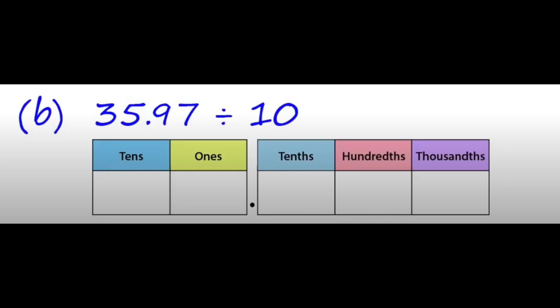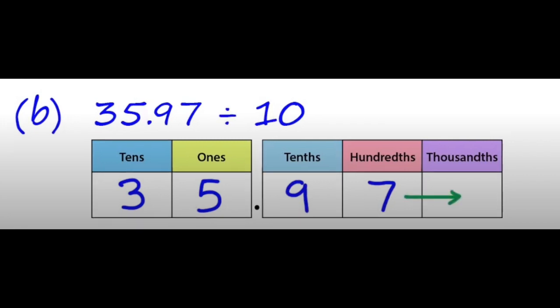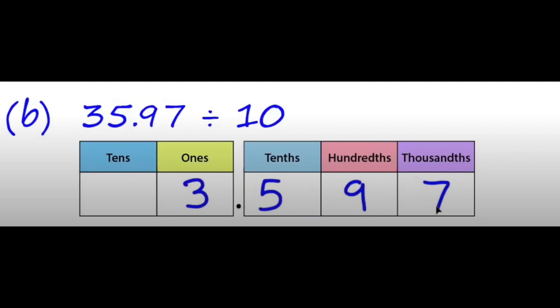Let's try another one. 35.97 divided by 10. So we filled it out, tens, ones, tenths, and hundredths. And again, because we're dividing by 10, we're going to shift our numbers to the right, which means our decimal will shift to the left. So the answer ends up being 3.597.